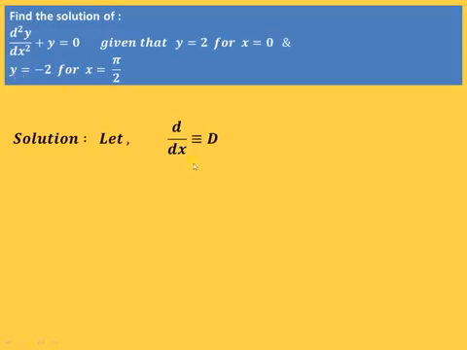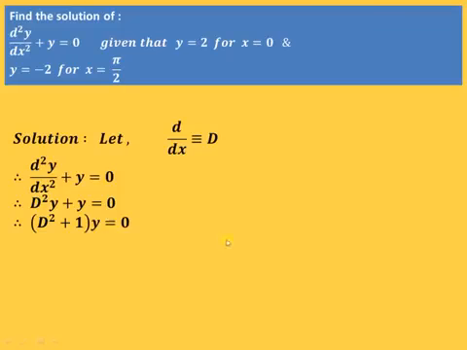Now let us assume that d by dx is equal to capital D. So this is known as the D operator. So d2 by dx square will be D square y. So D square y plus y is equal to 0. If we take y common, then it is D square plus 1 into y is equal to 0. So this is known as the auxiliary equation. So the auxiliary equation is D square plus 1 is equal to 0.